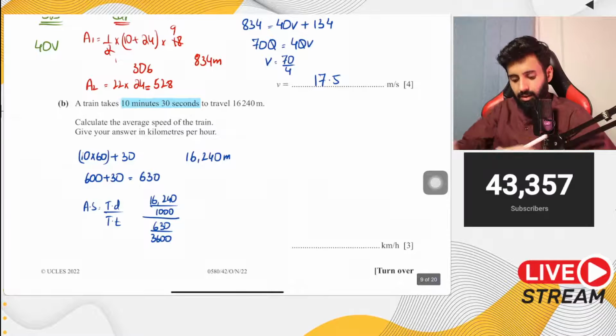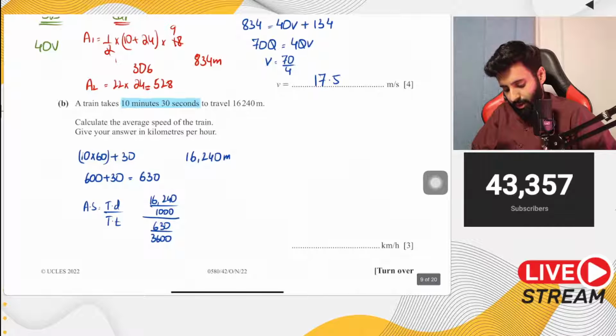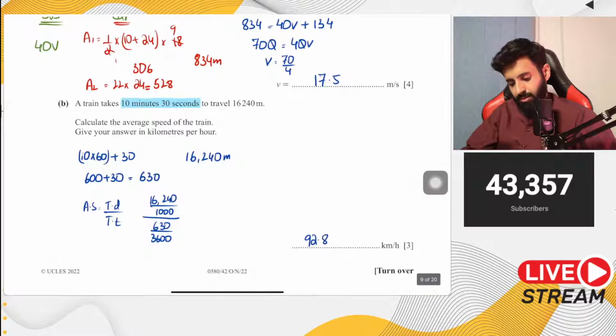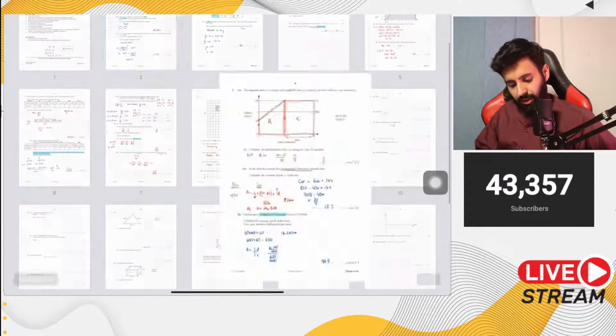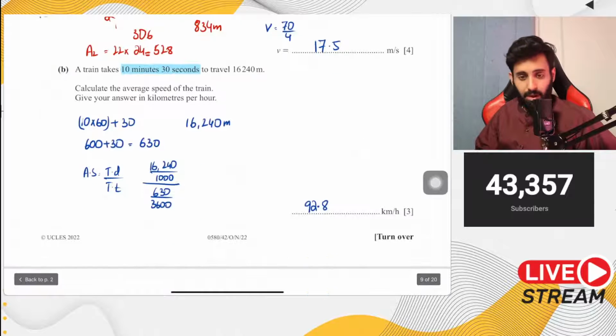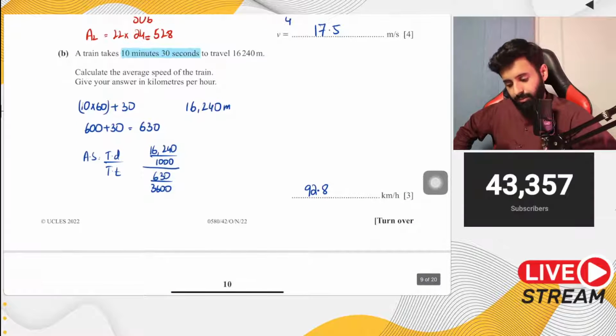No need to stress out about working this mentally. I wouldn't even recommend at all that you work this out mentally, especially when calculators are allowed. So that's it. 630 divided by 3600. So here we are. We're looking at 92.8 kilometers per hour. So if you don't know how to convert minutes and seconds separately into hours, nothing to worry about. Just convert it to seconds and then convert it to hours. But you will have to make sure that you remember your conversions well.